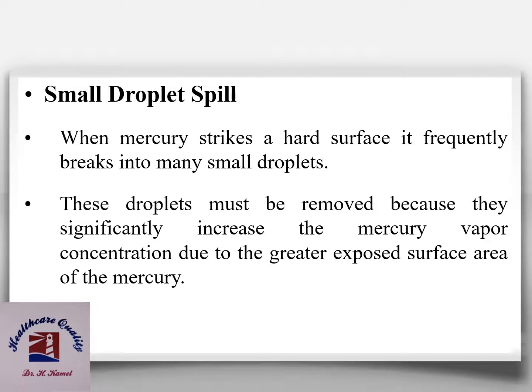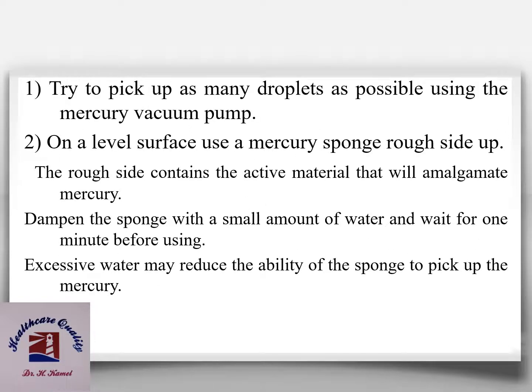For a small droplet spill: when mercury strikes a hard surface, it frequently breaks into many small droplets. These droplets must be removed because they significantly increase the mercury vapor concentration due to the greater exposed surface area of the mercury. Try to pick up as many droplets as possible using the mercury vacuum pump.